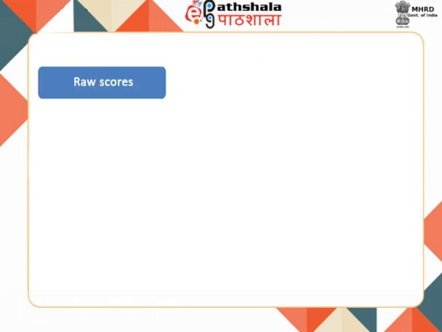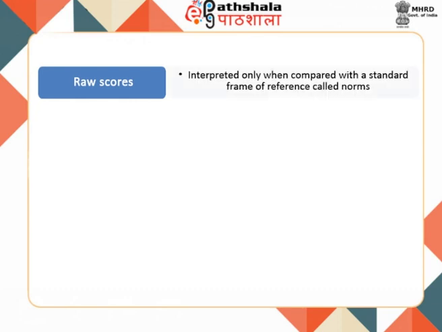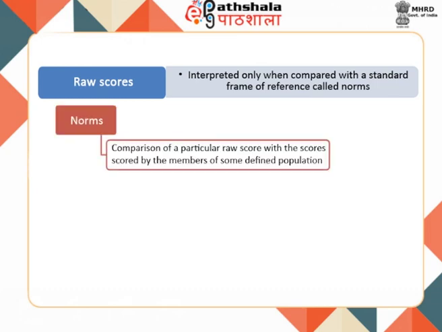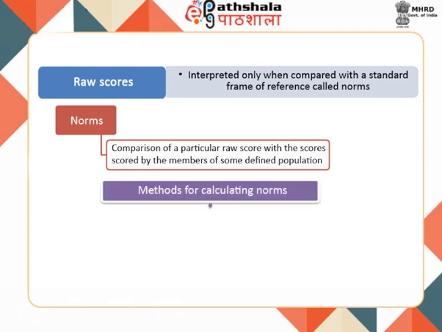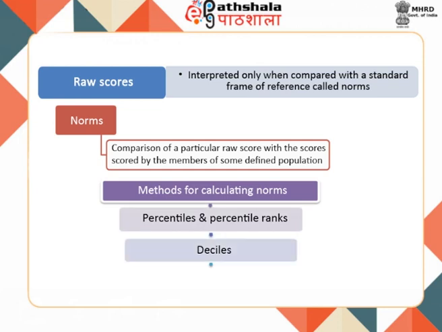Scores obtained on a psychological test can be interpreted only when compared with the standard frame of reference called norms. Norms permit the comparison of a particular raw score or mean with the scores or means scored by the members or group of members of some defined population on which the test is known to be standardized. The three main methods for calculating norms are percentiles and percentile ranks, deciles, and standard scores.